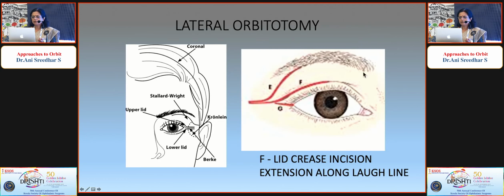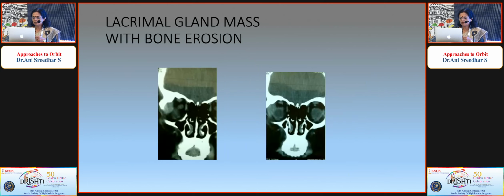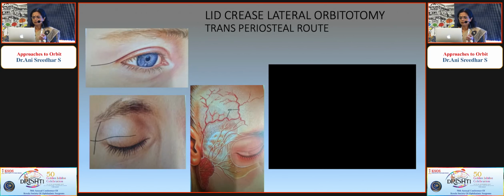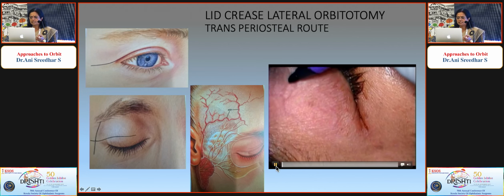So lateral orbitotomy, I think, can I take 2 more minutes? Yeah. So lateral orbitotomy is now done through the lid crease, extending along the laugh line. This was a mass with bone excavation, bone erosion. So here you can see that the lid crease incision is along the horizontal line, but the periorbita is incised along the vertical line to avoid injury to the facial nerve.